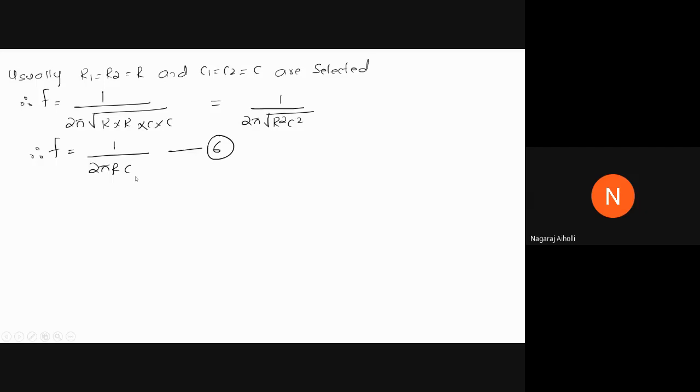Right. Hope everybody has followed here, students. If there are any doubts in this derivation, please send your doubts to me. I'll clarify your doubts. Thank you.